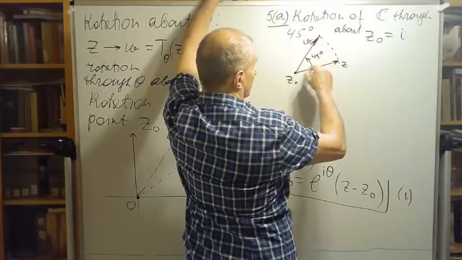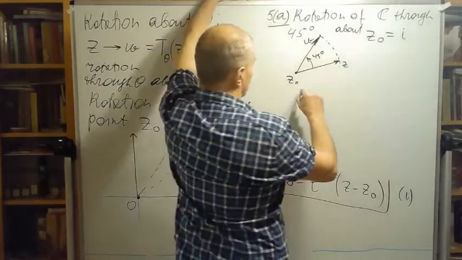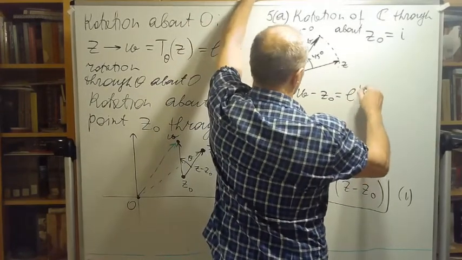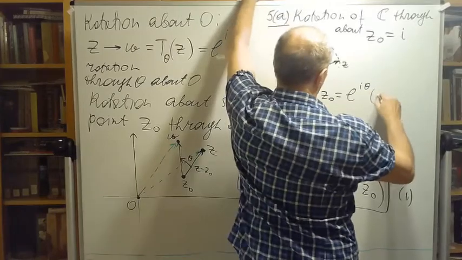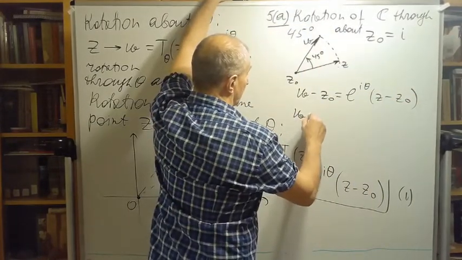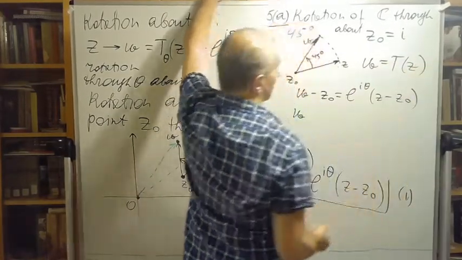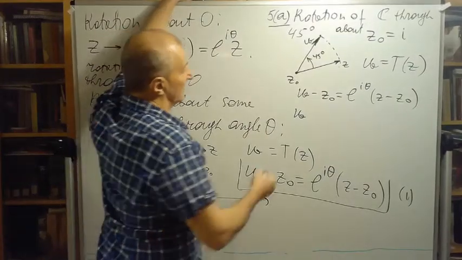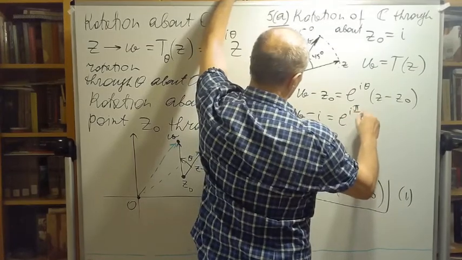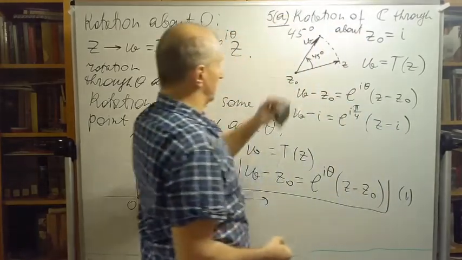This vector is obtained from this vector by rotating through 45 degrees. So W minus Z0 will be e to the power i theta times Z minus Z0 for any angle. In our particular case, W is the image, yes? W is the standard notation for the image of Z. So W minus i equals e to the power i pi over 4 times Z minus i.